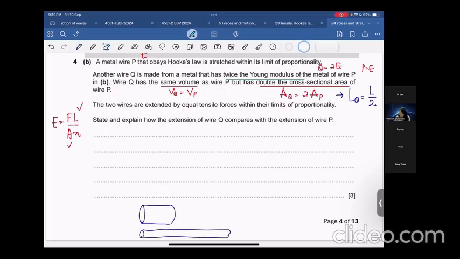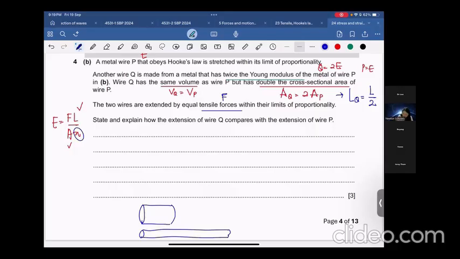Okay, the wires are extended by equal force. So the F is the same. They extend with the same force. Explain how the extension compares. Oh, they want to find out about X.